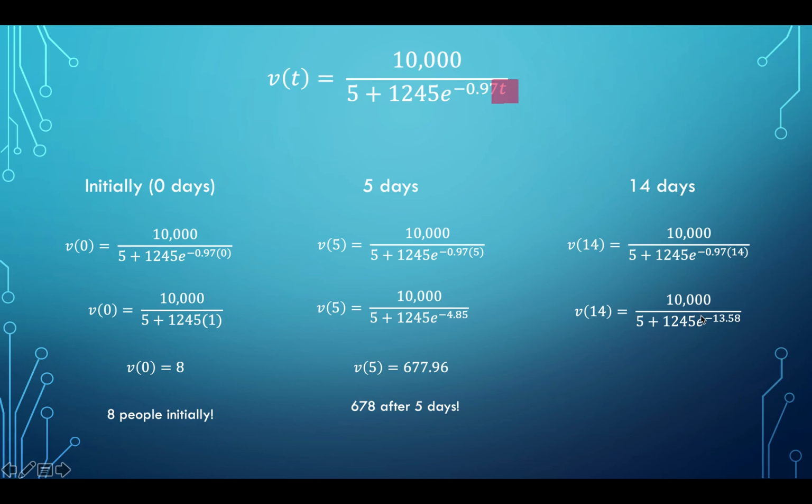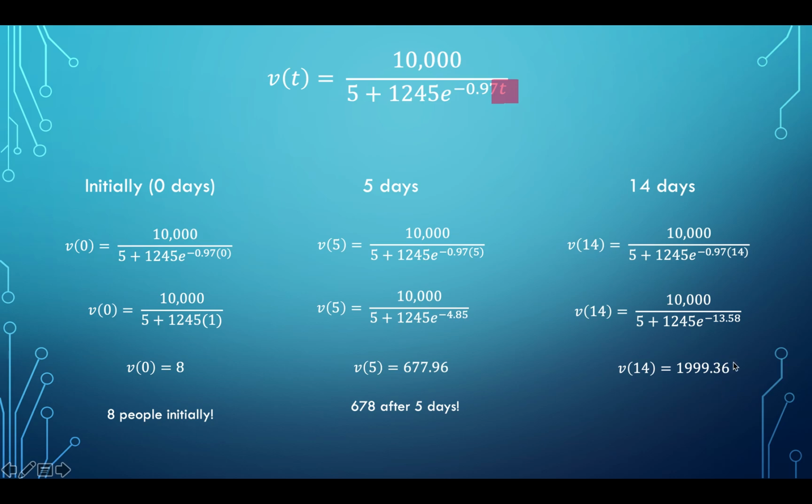Do the same thing. e to the negative 13.58 power, get an answer. Multiply that by 1245, get an answer. Now add 5 to that answer. Then we're going to do 10,000 over whatever this answer was, and we're going to get 1,999.36.